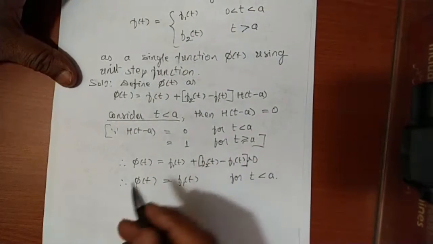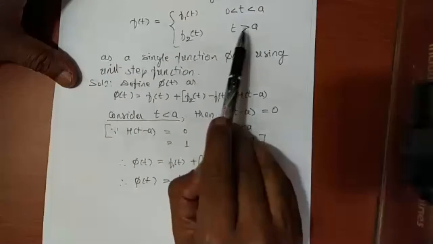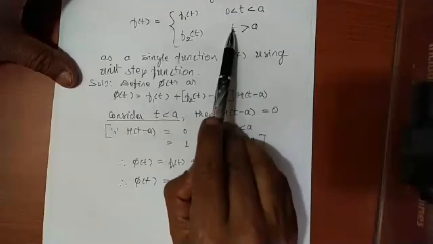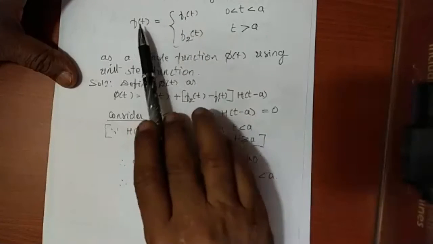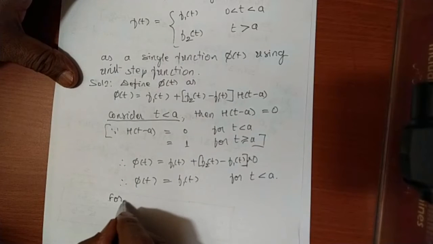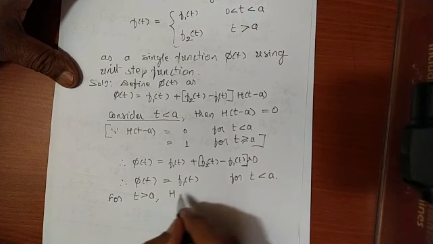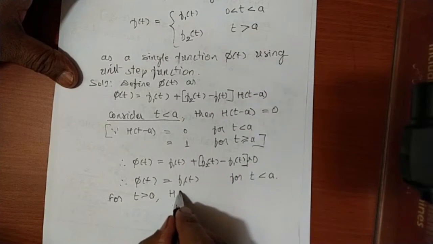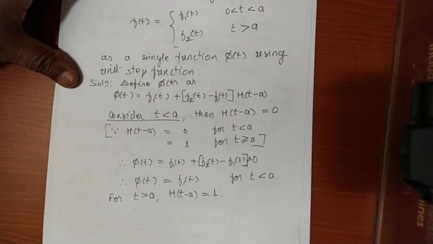Now I consider t greater than a, because here there are two possibilities. One is t less than a, the other is t greater than a. So for t greater than a, I should get f2t. Then phi t and ft will be the same. Now for t greater than a, as we have discussed here, h of t minus a will be 1.